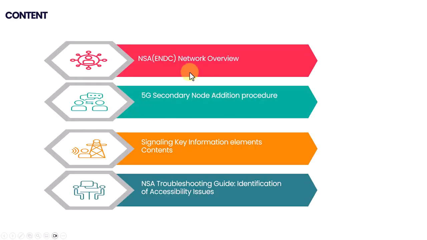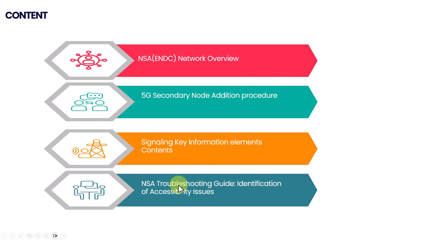As you can see, the first part is going to be done for today. I'll just give a quick recap about the non-standalone network overview, particularly about option 3x. Then we'll go through the 3GPP signaling for the secondary cell. I'll be explaining the signaling flow starting from the 4G until we have the 5G cell being added. Then we'll explore the key elements and information for the most important messages within this part, which will be very important for you to understand because this will help you during the troubleshooting for any particular case or any issues in the non-standalone.